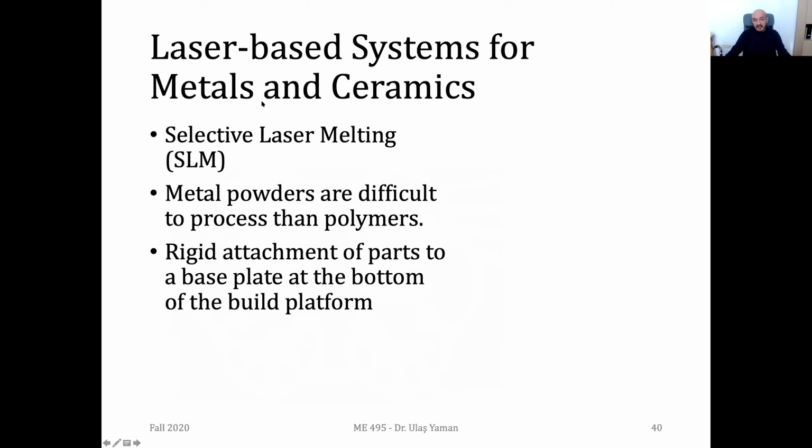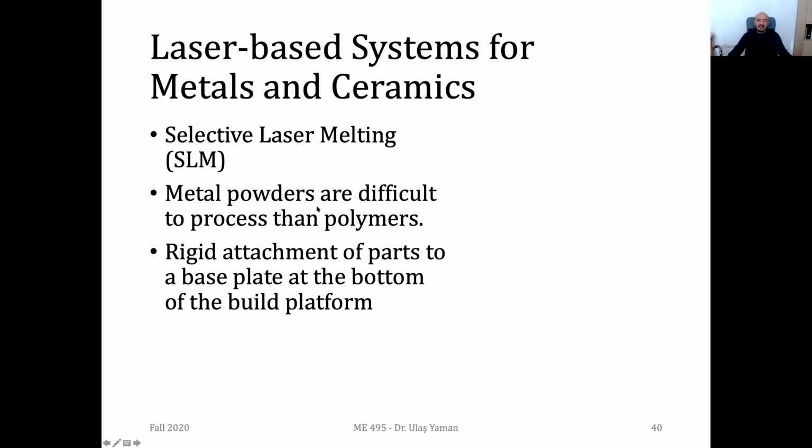And for metals and ceramics, as we discussed, sintering itself is not enough, since the powders will not be joined together firmly. We always have porosities in between. So if you want to have a single machine to join metal powders or ceramic powders together, you need to do a melting operation. And we name this process selective laser melting. Instead of sintering, we use selective laser melting.